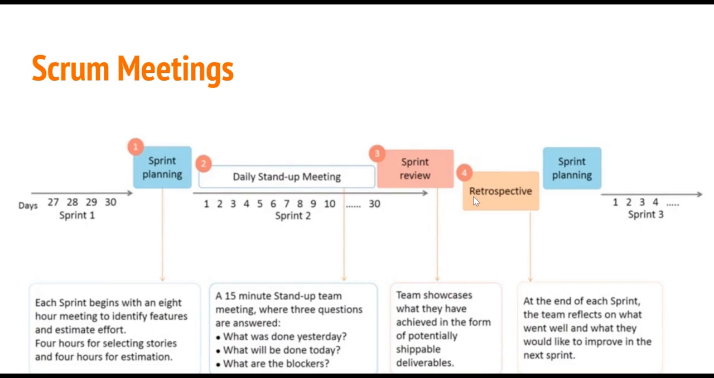Another important thing that we have in our Scrum are Scrum meetings. There are four meetings that we have in our Scrum: sprint planning, daily stand-up meeting, sprint review, and retrospective. Before starting a sprint, we have a sprint planning meeting. During a sprint, we have daily stand-up meetings. At the end of the sprint, we have sprint review. And after the completion of the sprint, we have a retrospective meeting.